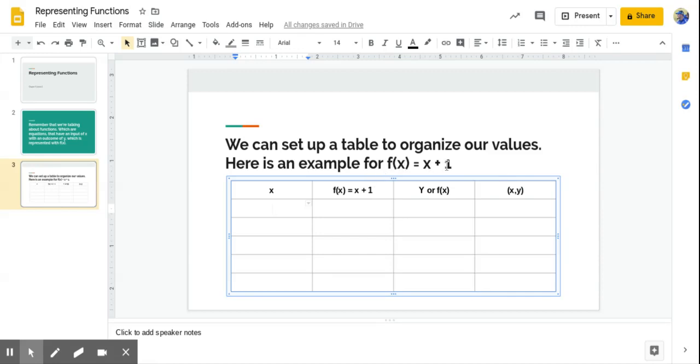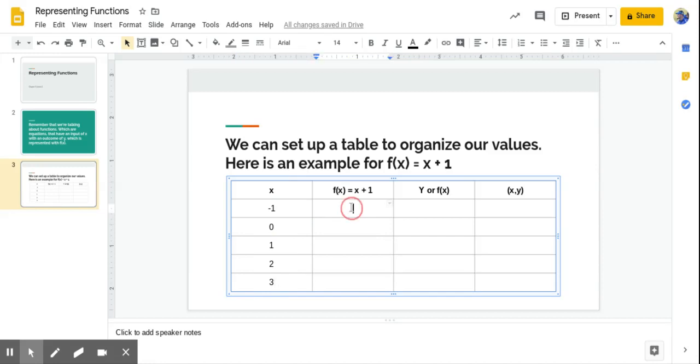Nice and simple. And what they want us to do is they want us to come up with values. So I'm going to come up with some just generic values. We're going to say -1 for x. We're going to use 0. We're going to use 1, 2, and 3. Nice, easy numbers. So then the next column, in the x column, I've inputted my input values.